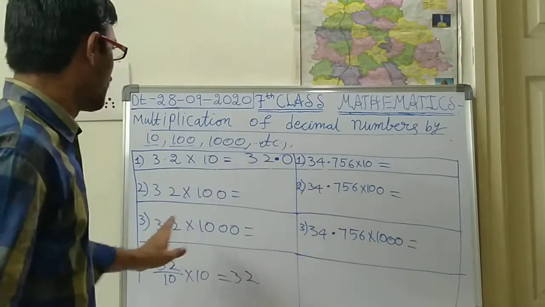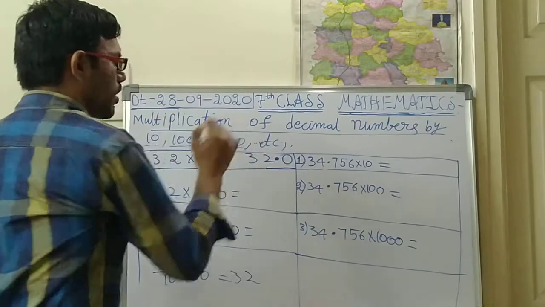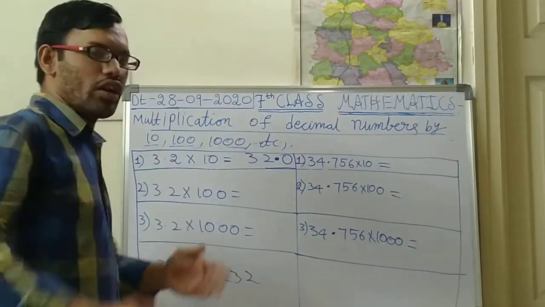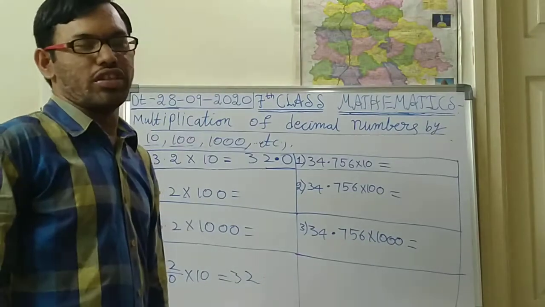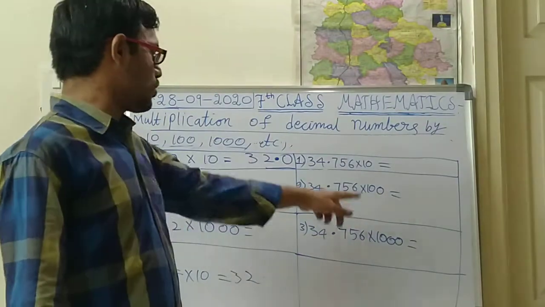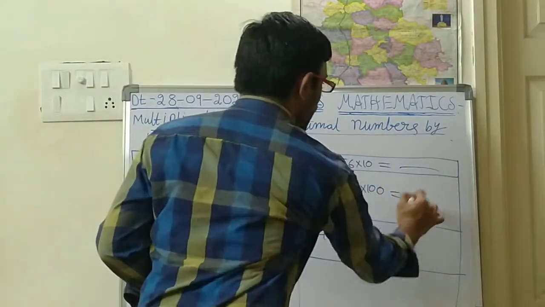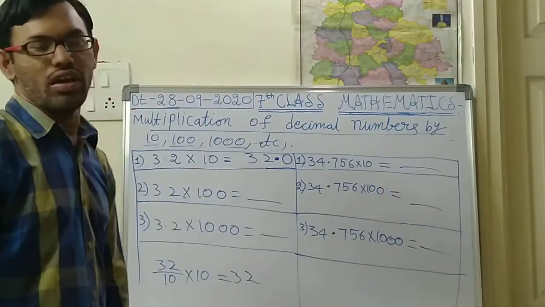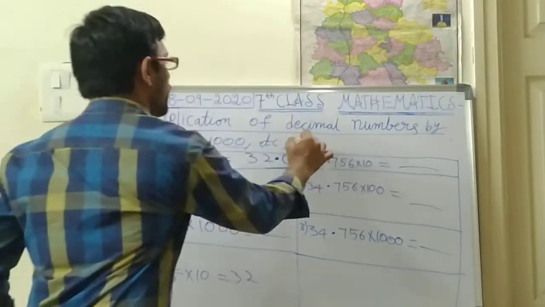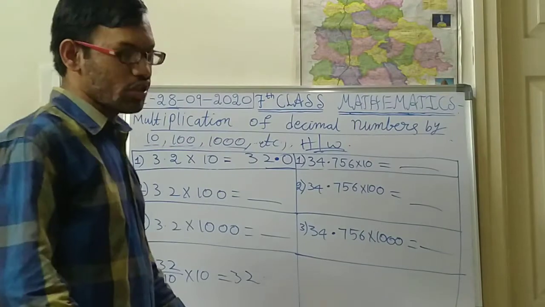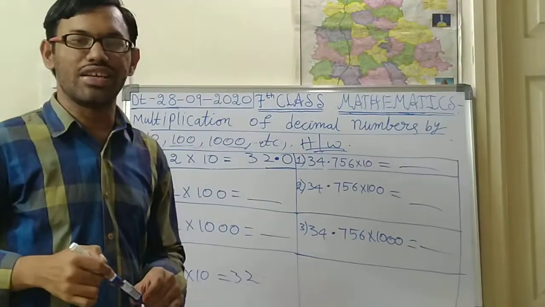So this is the thing. Only the final answer you are supposed to write here, but the remaining full calculation you are supposed to do in your rough sheet. Like this you prepare a table and you write down the results here. This one you are supposed to do as homework. I think you will be doing this homework very easily, children.